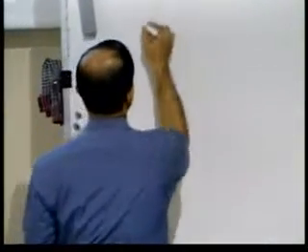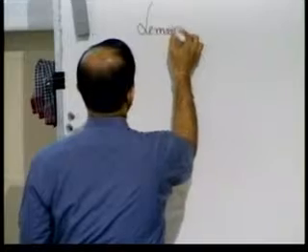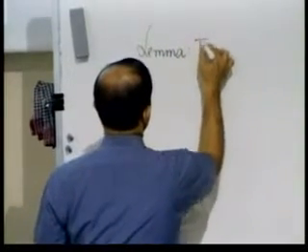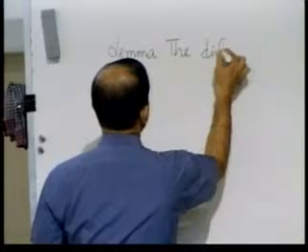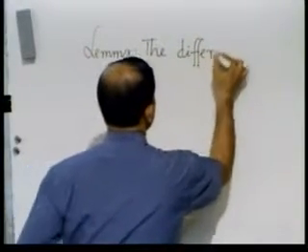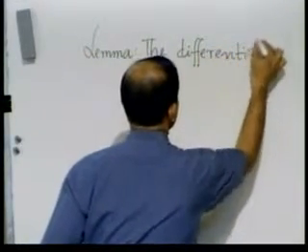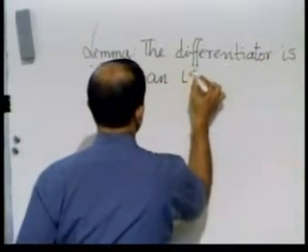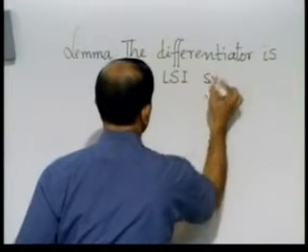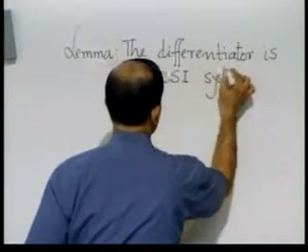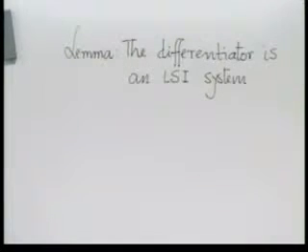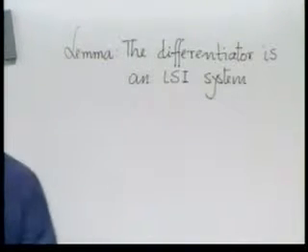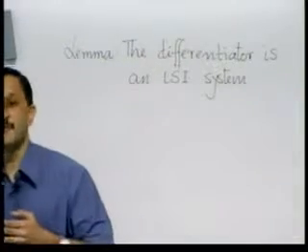So we will first show that the differentiator is an example of a linear shift invariant system. So, lemma: the differentiator is a linear shift invariant system. Now please note, this is not the same as the result that we proved earlier.